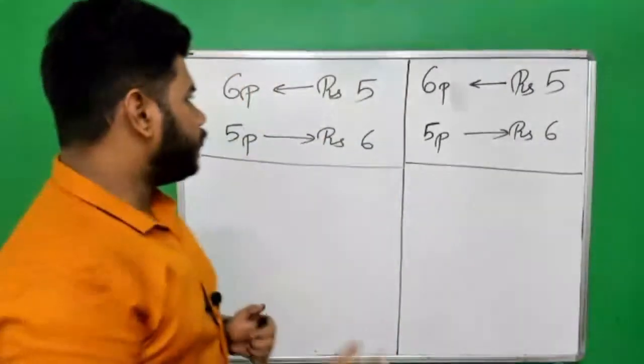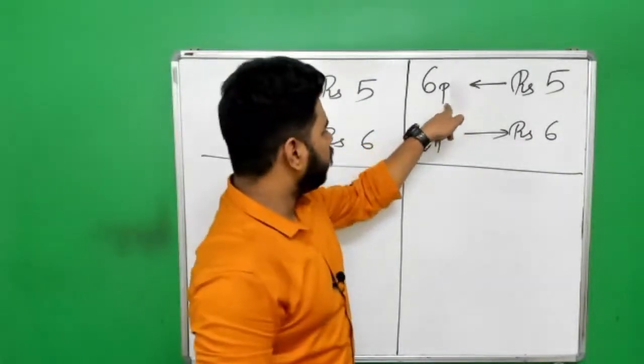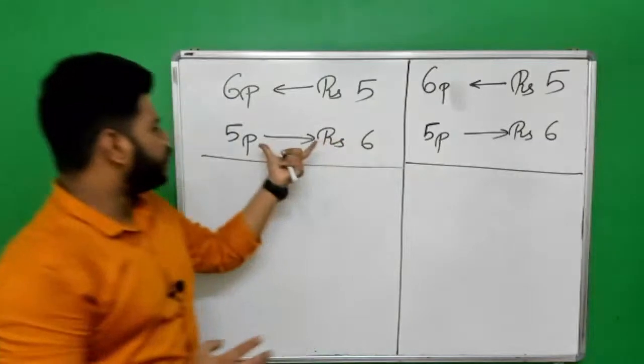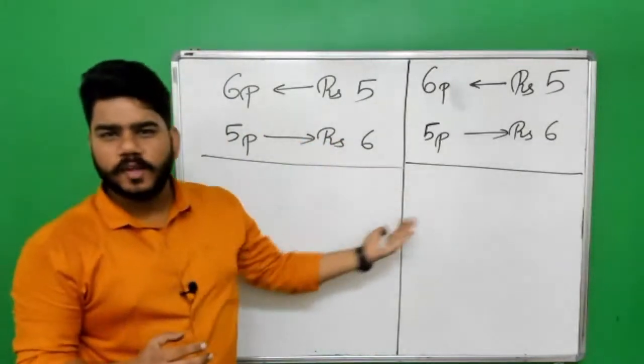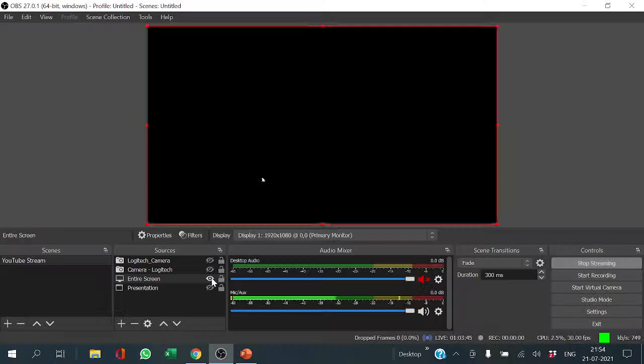Okay. So this is the question given. I am buying 6 pencils at rupees 5 and I am selling 5 pencils at rupees 6. I've just written it one more time because I have two ways of solving this problem. Now before I solve, I'll just show you how it is solved elsewhere.